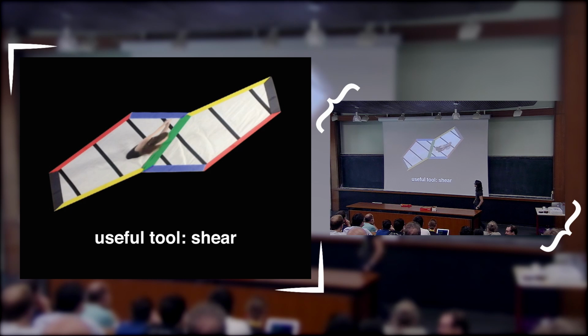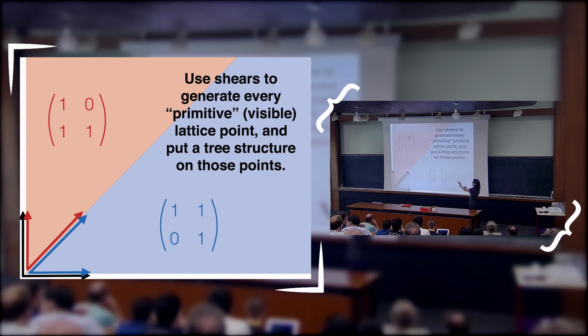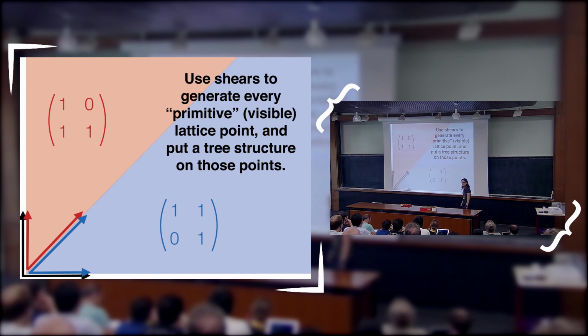OK, so this is a horizontal shear. So we're going to use a horizontal shear and a vertical shear. These shears take the first quadrant to the blue sector for the horizontal shear and to the red sector for the vertical shear. And of course, there are many different matrices that would do that. We pick the one with determinant 1.